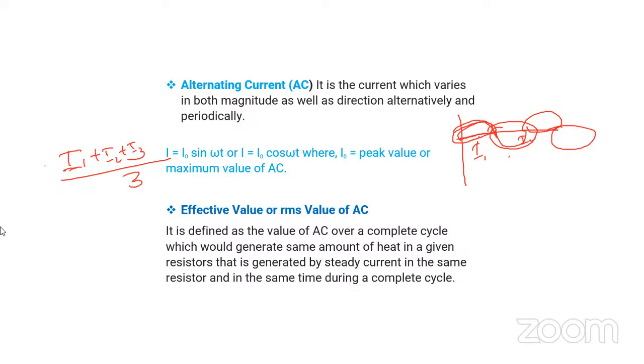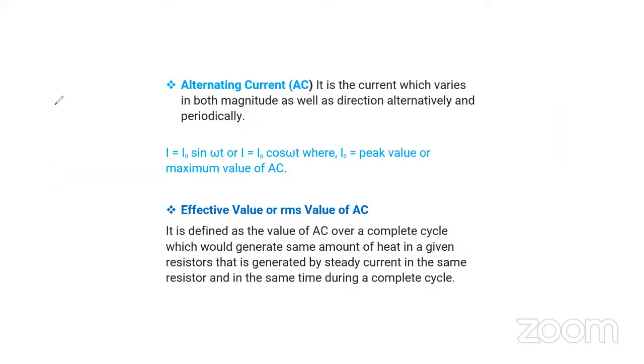What is the relation between the mean value and the peak value? You understood what the peak value and the mean value are. Now write down the relation between the two. The mean value of AC is equal to 2 divided by pi into the peak value of AC. Okay. So this is how you write it for the current. Similarly, you can write it for EMF also.